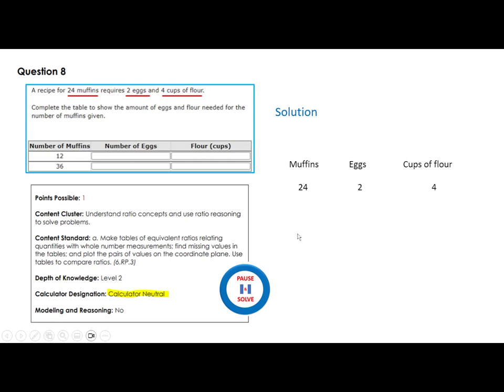Now, if you want to make only 12 muffins, obviously 12 is half of 24, so it will be half of 2 and 4, so 1 and 2. What about 36 now? You notice that if you add these two, it will give you 36. So 3 and 6. So here you have 1 and 2, and here you have 3 and 6.